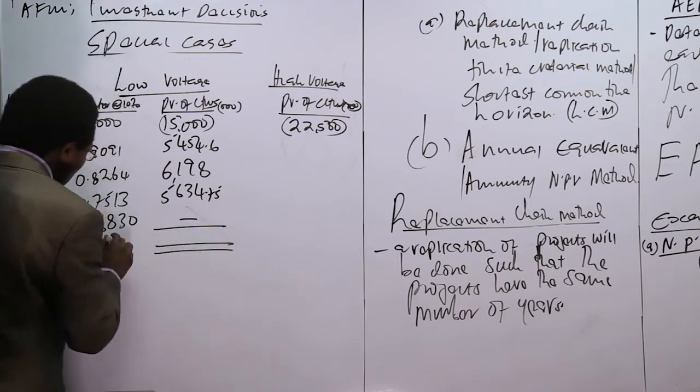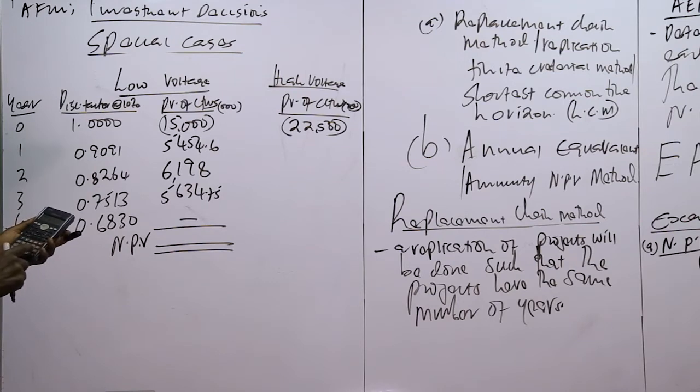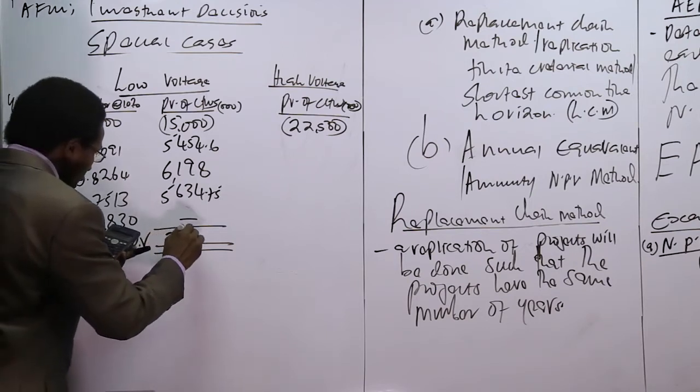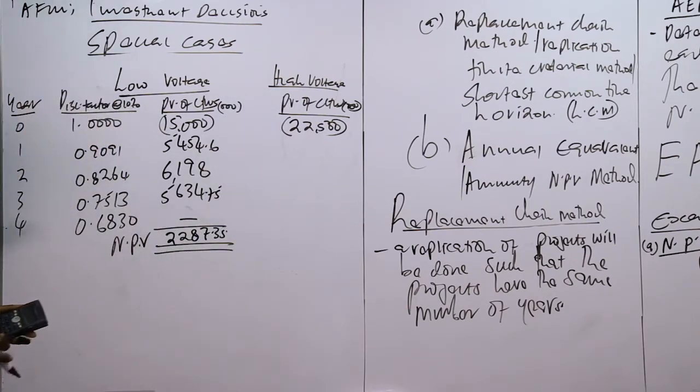So I can get the NPV directly there for low voltage, and that is minus 15,000 plus 5454.6 plus 6198 plus 5634.75. We have 2287.35. Then I come to the high voltage.